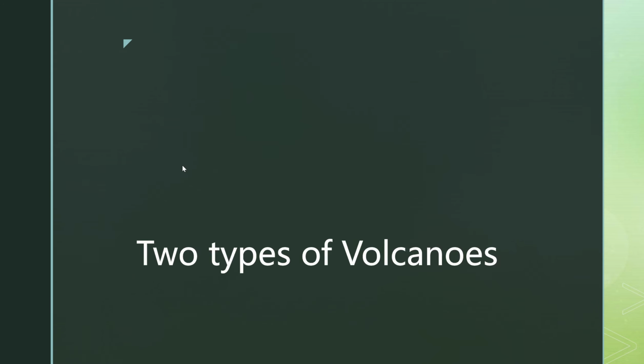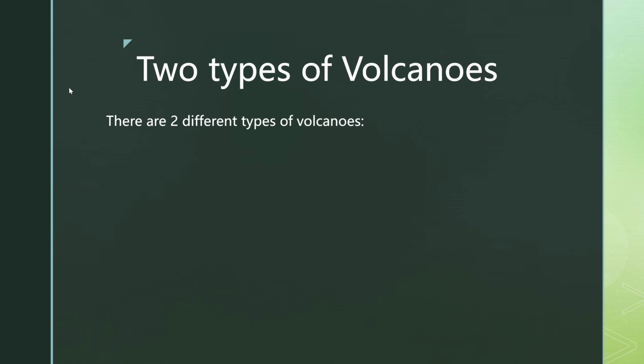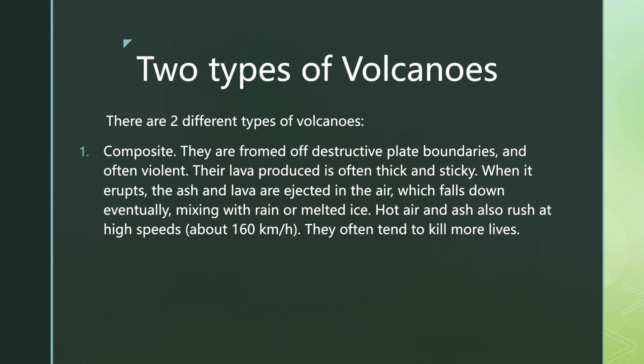Speaking about volcanoes, how are volcanoes formed then? Yes, there are two different types of volcanoes. Firstly, composite volcanoes. These are the ones we don't want. They are formed at destructive plate boundaries, and they're very violent. Their lava is very thick and sticky, although I doubt that anybody would actually touch it. When it erupts, the ash and lava are ejected into the air, into the clouds, and it falls down eventually, mixing with rain.